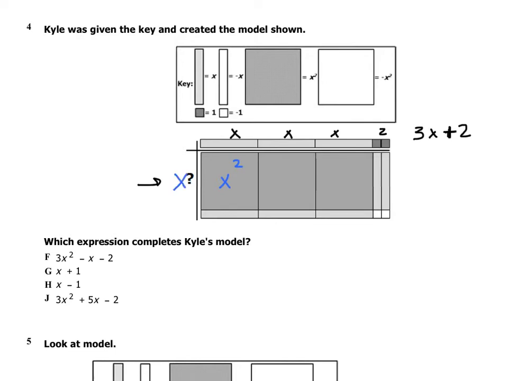Well, we multiply it by x. But I'm not going to write an x there because that doesn't make any sense. I'm going to draw an x there. Okay, and for kicks and giggles, I'll go ahead and color it in blue. All right, so that's an x. Well, what has to be here?